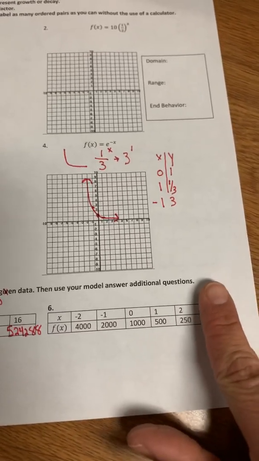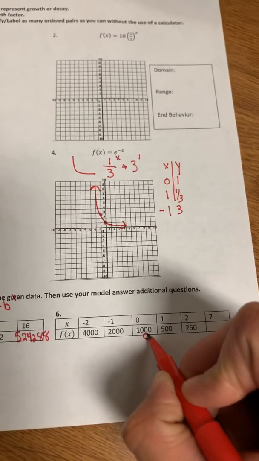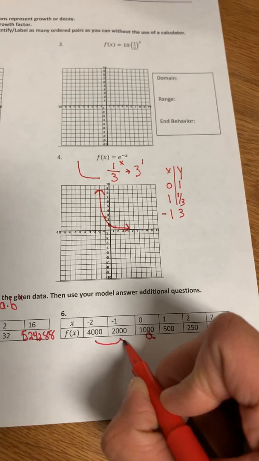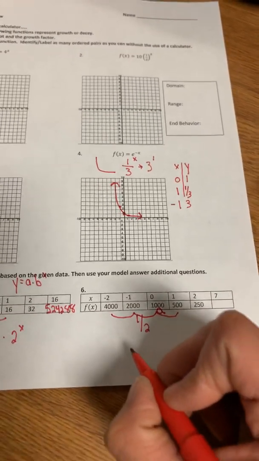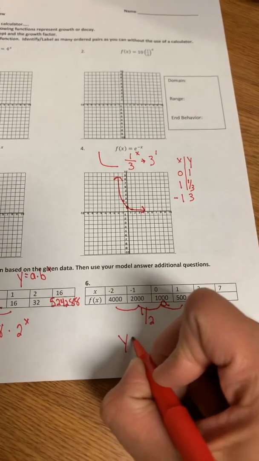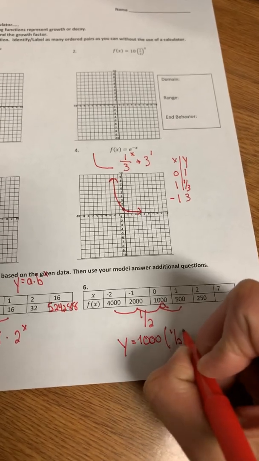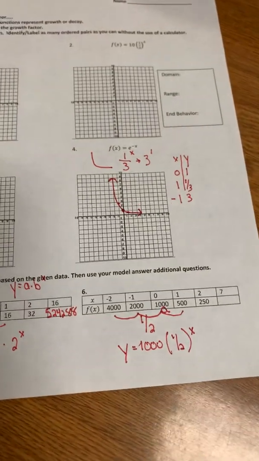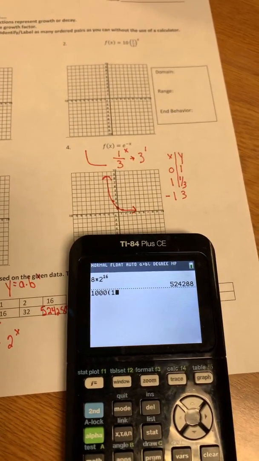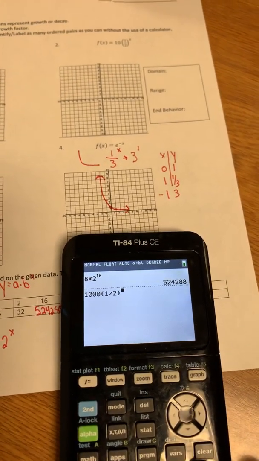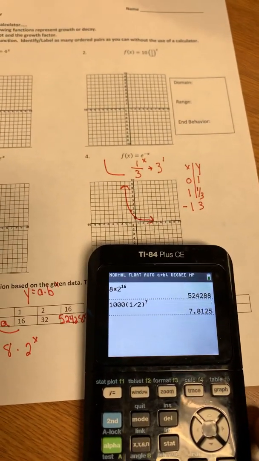The next one, again, I could go to L1, I could go to L2. If you are going to do that, don't include this data point. But what I can see is my y-intercept is 1,000, and then I can see that this is always dividing by 2 or multiplying by a half, and I need the half number in there. So I can write my equation, y equals my y-intercept, what they're multiplying by, to the x power. And so now I can go to my calculator and put in 1,000 times a half to the 7th for x, and I get 7.8125.